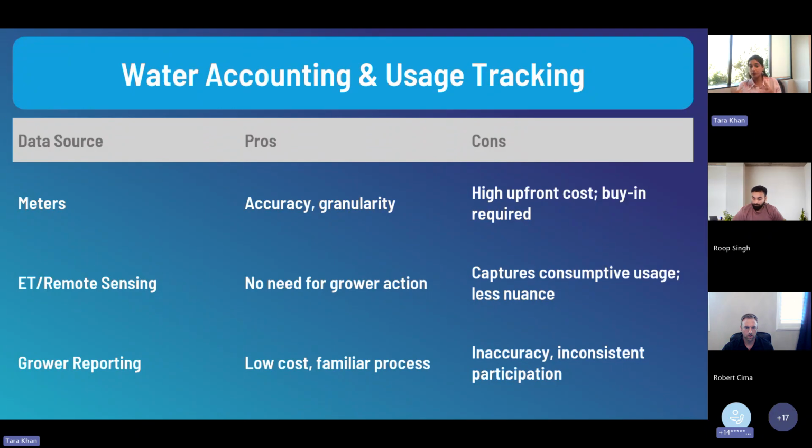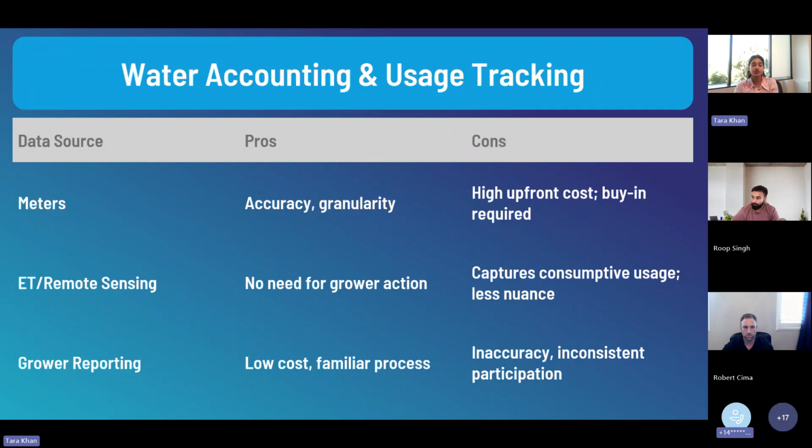So one way to do usage tracking is through meters and metering wells. The pro here is that that's a granular level. You're tying that water usage to each well and what each well is pumping. So there's that granularity there. A lot of folks think that meters are accurate, especially if you're having efficiency tests every once in a while.